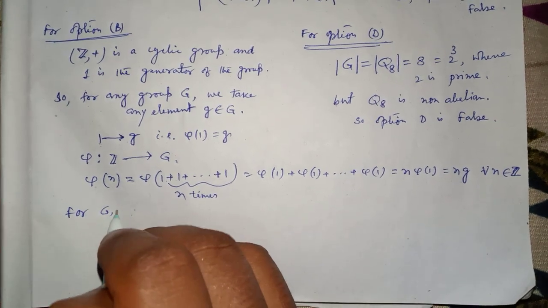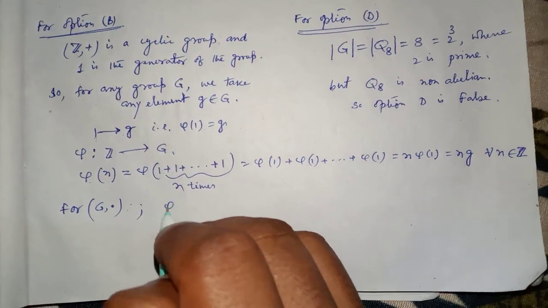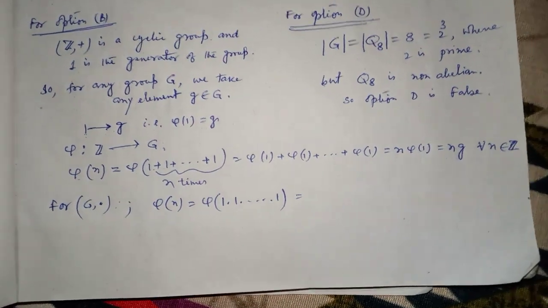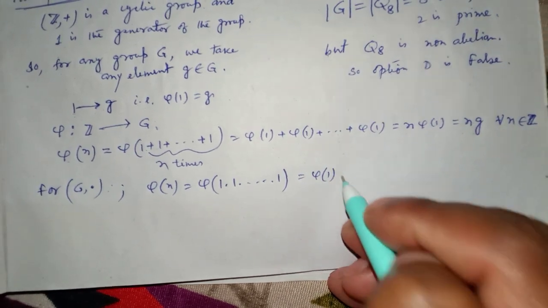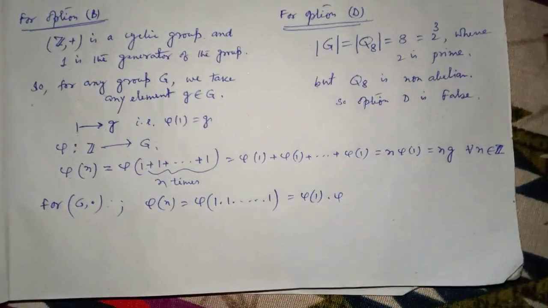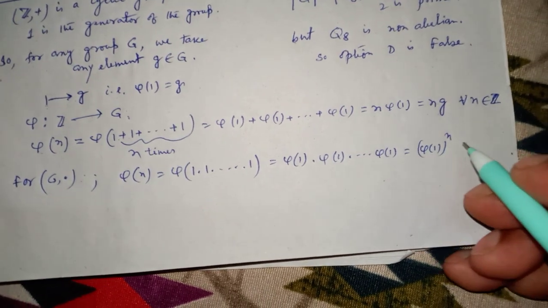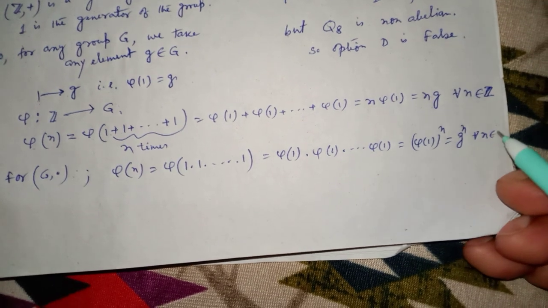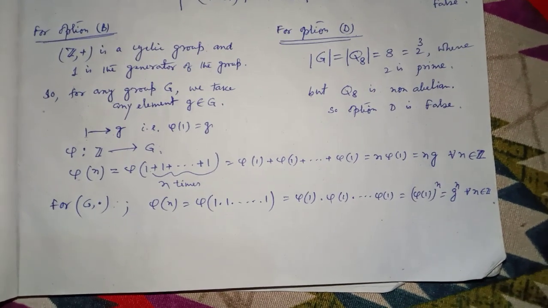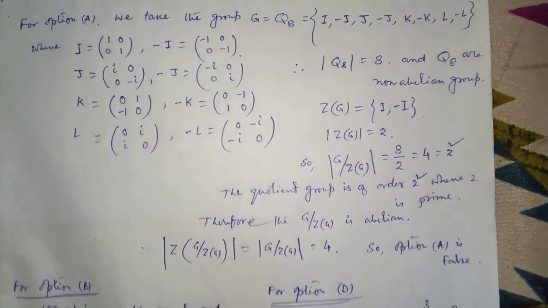Let us write the homomorphism for a multiplicative group G. Phi of n is equal to phi of 1 times phi of 1 times dot dot dot times phi of 1, that is phi of 1 to the power n, that means g to the power n for all n belonging to Z. So if the order of G is greater than or equal to 2, then there exists a non-trivial homomorphism from Z to G. This is true, so option B is true.